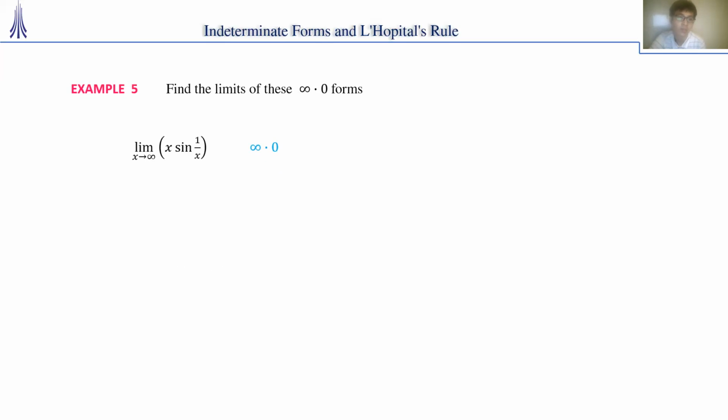Let's see one more example. Example 5. Find the limit of this infinity times 0 form. This example is the limit as h approaches infinity of h times sine of 1 over h, which is the infinity times 0 form. So we let n equal to 1 over h. We got the limit as n approaches 0 from the right-hand side of 1 over n times sine of n. So we got sine of n over n. So the answer we got is 1.